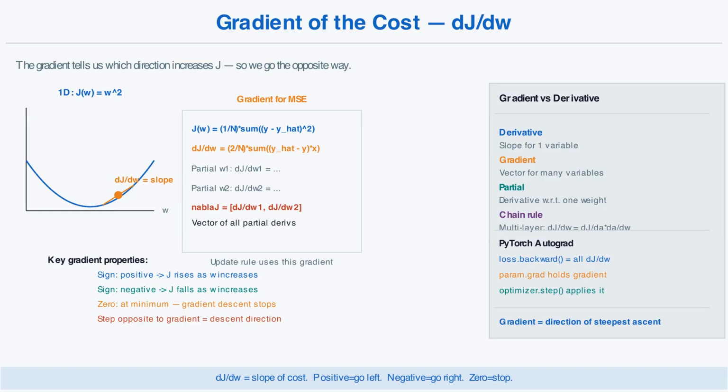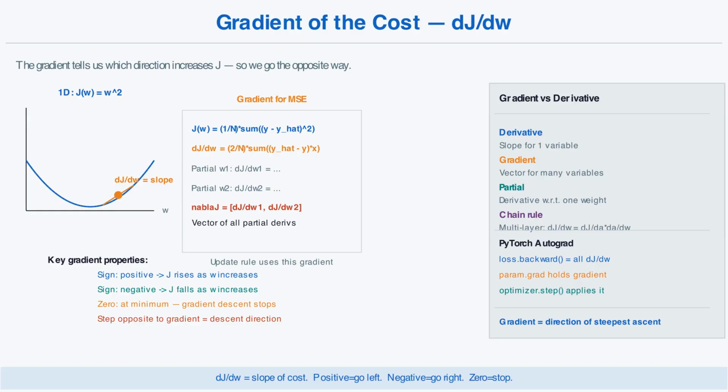For MSE, this gradient is 2 over n times the sum of the prediction error multiplied by the input. You can derive this by differentiating the MSE formula with respect to w. The 2 comes from the chain rule applied to the square. The x comes from differentiating the linear prediction y hat equals wx plus b with respect to w. For a real neural network with millions of weights, there is a partial derivative for each weight. How does the cost change if we nudge this one weight by a tiny amount while holding all others fixed? Collect all these partial derivatives into a vector and you have the gradient vector, written as nabla J.